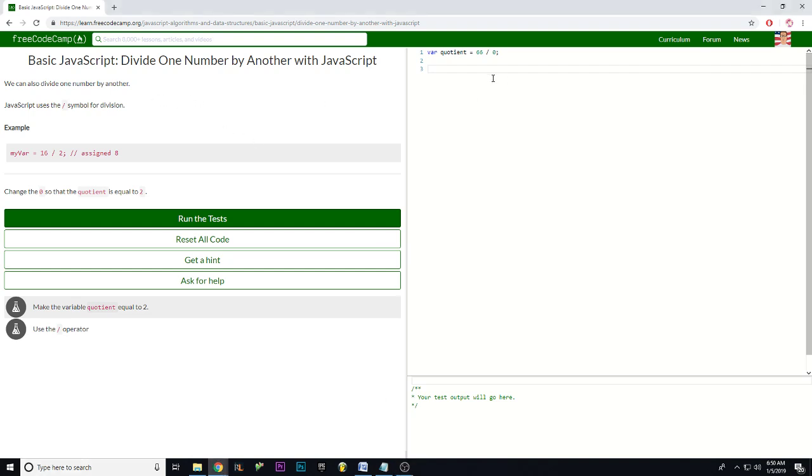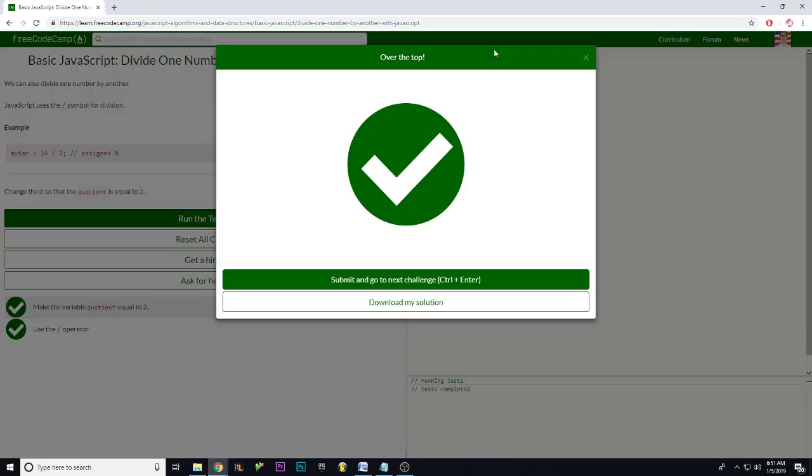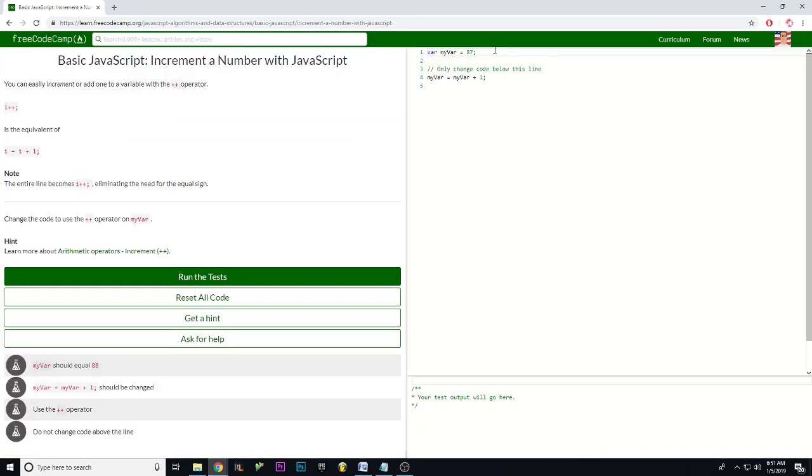So, division. We can divide a number by another number in JavaScript using the symbol /. My variable quotient here is being defined as 66 divided by 0. So that's going to throw an error. They want the quotient to be equal to 2, so we're going to divide by 33. 66 over 33 is 2. Quotient is now equal to 2.